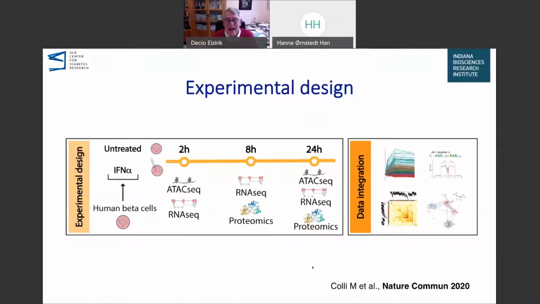So to better characterize the effects of type 1 interferon on human beta cells, we did a multi-omics time course analysis, where we treated either EndoC-betaH1 cells, a human beta cell line, or human islets of Langerhans with interferon for 2, 8, or 24 hours, did RNA-seq and ATAC-seq, which allow you to see areas of open chromatin, and did in parallel, at least at 8 and 24 hours, proteomics, and then data integration.